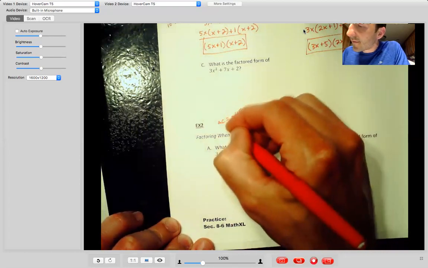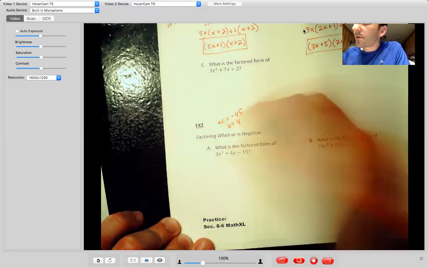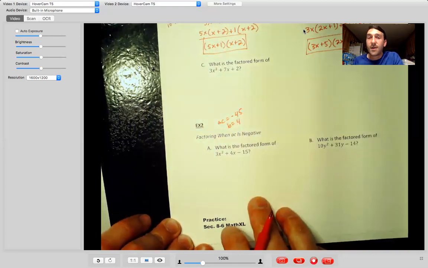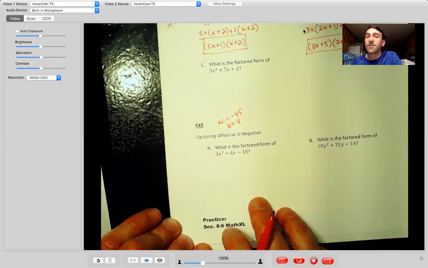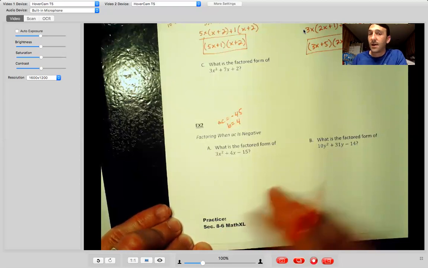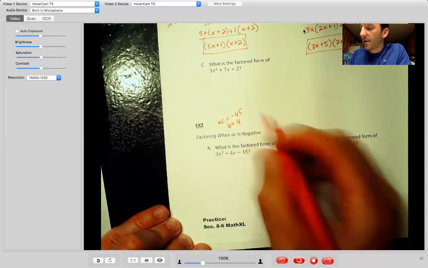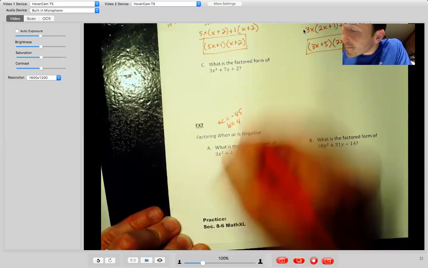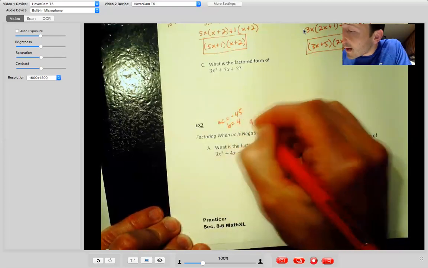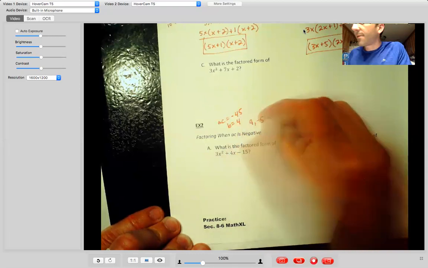And b is 4. So what multiplies to negative 45 and adds to 4? So now I'm thinking which two factors of 45 have a difference of 4? And that would be, I think, 9 and 5. So which one needs to be positive? That would be 9 because our sum is positive. So we said 9 and negative 5.